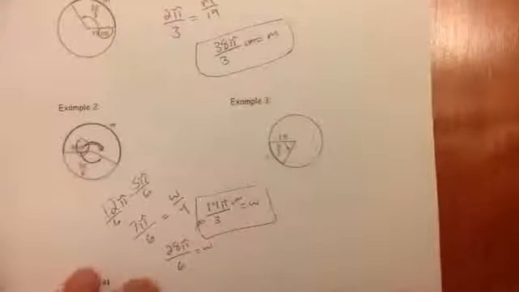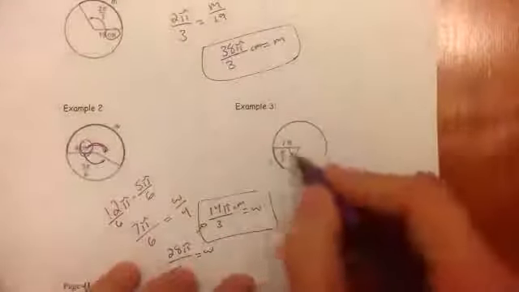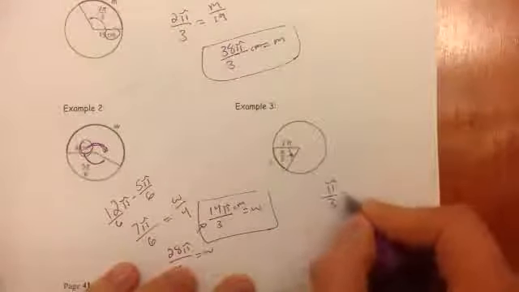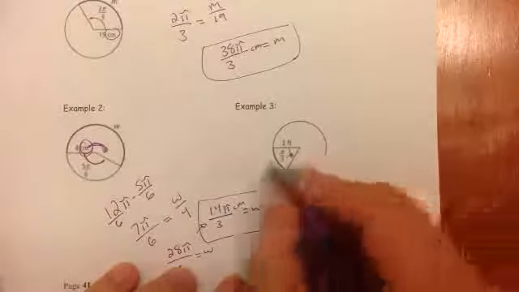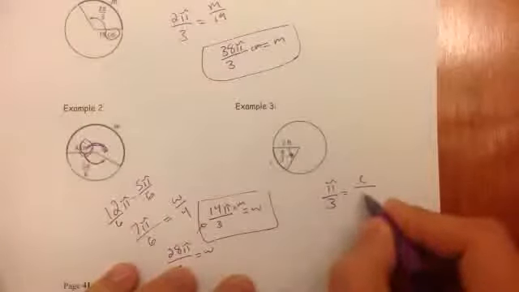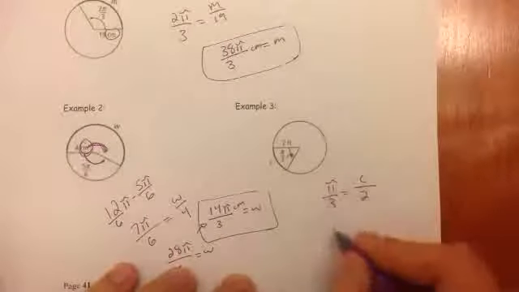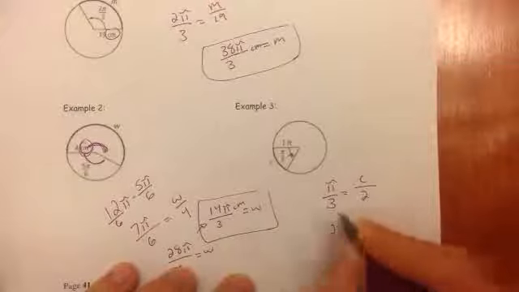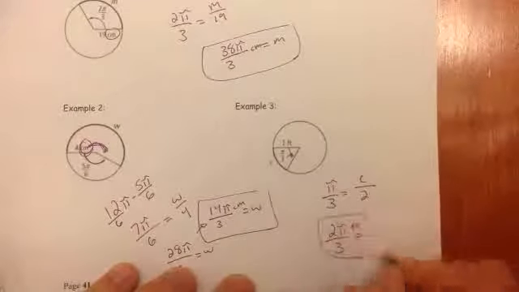On number 3, same thing. They give us a central angle of pi over 3. I'm going to set that equal to the arc length that I want, which is C, over the radius, which I know to be 2. Multiply both sides by 2. 2 pi over 3 is equal to C. Don't forget your units. This is in feet.